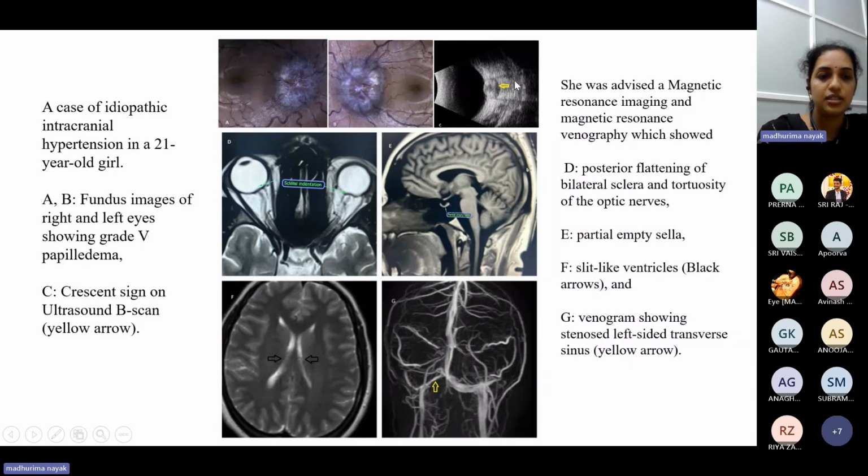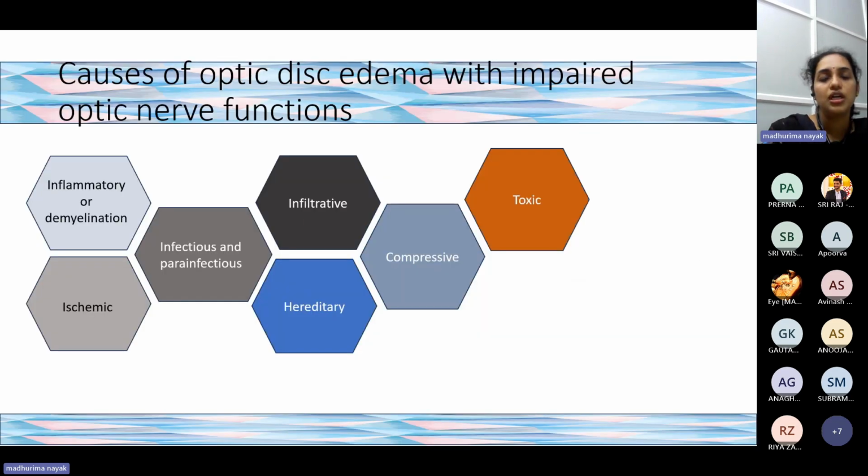This shows the crescent sign, and we did an MRI which showed scleral indentation, empty sella, and flat ventricles, and then we did a venogram. It showed a stenosed left-sided transverse sinus. So we are probably dealing with IIH here, and we started the girl on acetazolamide after a CSF tap. Okay, so good, you did a good job.